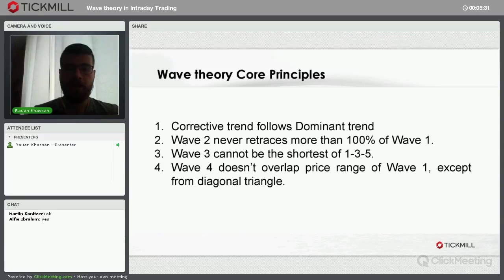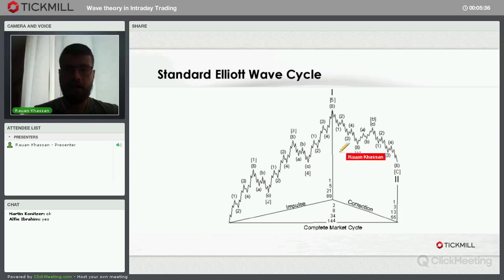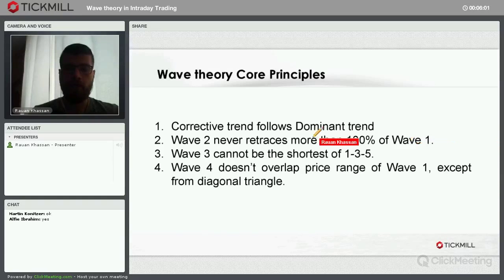To start with, we have a look at the principles of the wave theory. First, the corrective trend always follows the dominant trend. Second, wave 2 never retraces more than 100% of wave 1. Let's get back to 0, and then we draw the second wave. As we can see, wave number 2 should not go below the starting level of wave 1, otherwise it would indicate the start of a new trend.